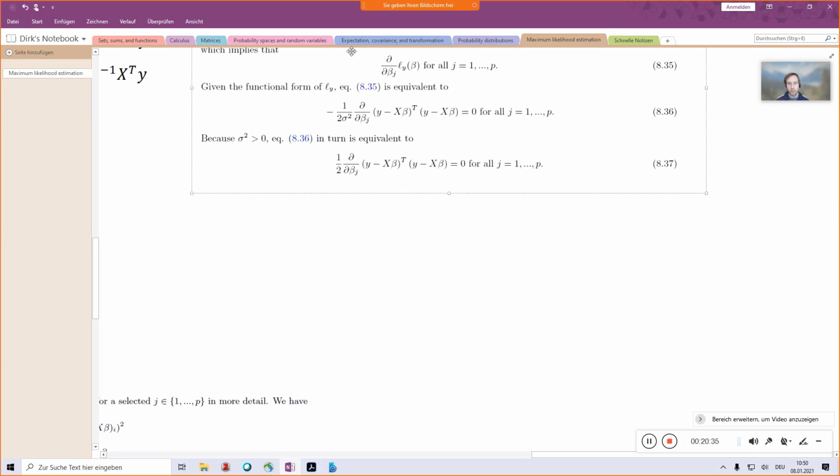Now here the only thing that can be 0 is actually this latter term, because sigma square cannot be 0, so we can ignore that. Then this expression is 0 if the partial derivative with respect to beta j of this product, (y minus x beta) transposed times (y minus x beta), is 0 for all j from 1 to p. And the 1/2 we could remove as well, but we keep it because we have squares in there, and then the 1/2 gets rid of a 2.